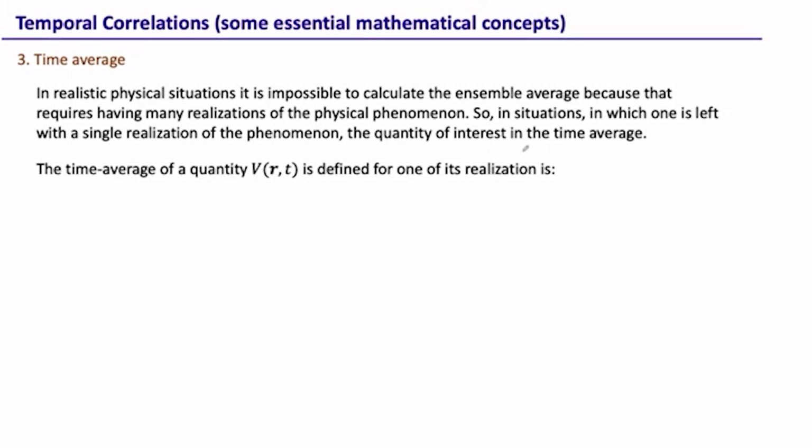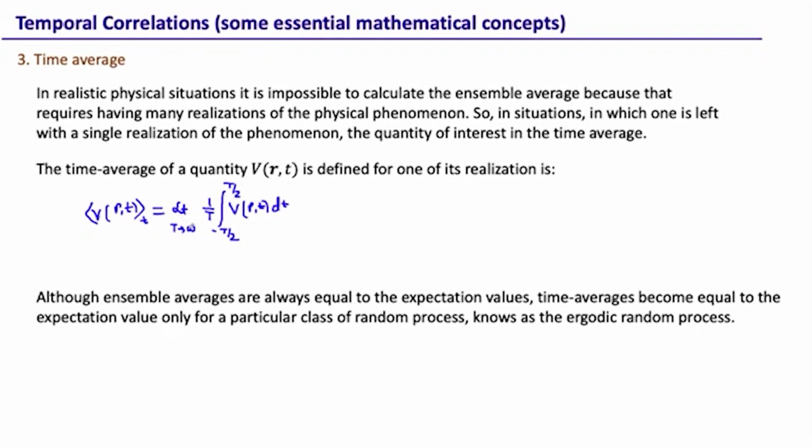How do we define the time average? Let's just define it. So the time average of a quantity, the field V, we write V(r,t), again the angular bracket, but this time we will write a T just to distinguish it from the ensemble average, and it is defined as V(r,t) dt integrated over minus T by 2 to T by 2, and then we divide it by T, in the limit capital T going to infinity. That is how we define the time average.